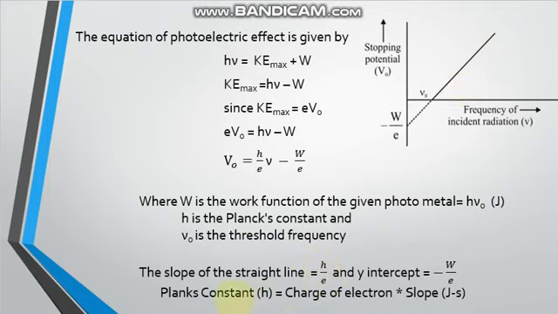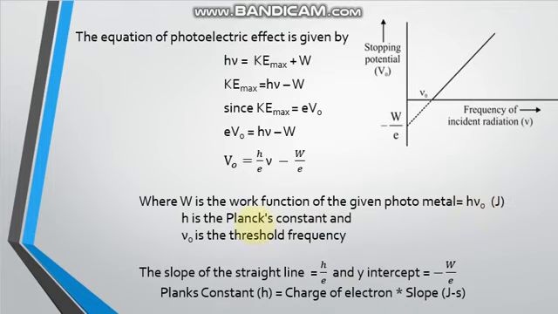So from that we can find the Planck's constant. The Planck's constant h is equal to the charge of the electron times the slope of this straight line. So this is the formula to find the Planck's constant, and the work function W is equal to, we can write, h nu naught. h is the Planck's constant and nu naught is the threshold frequency.